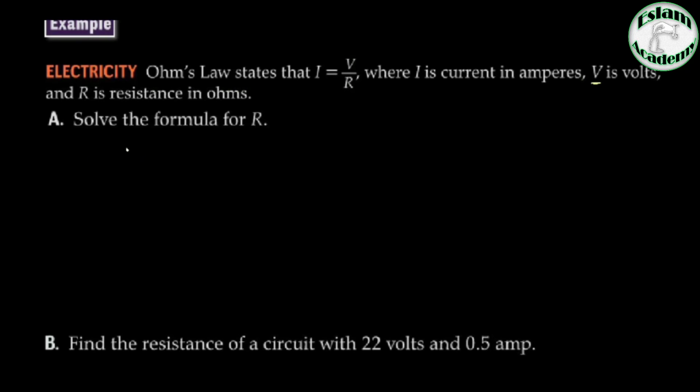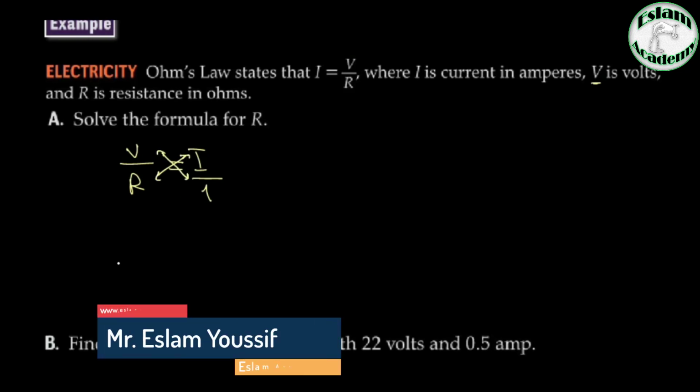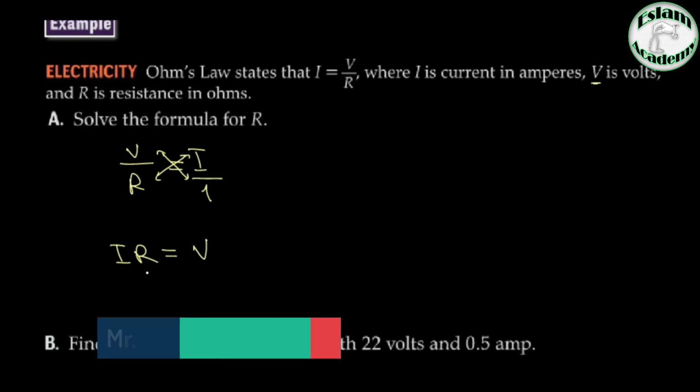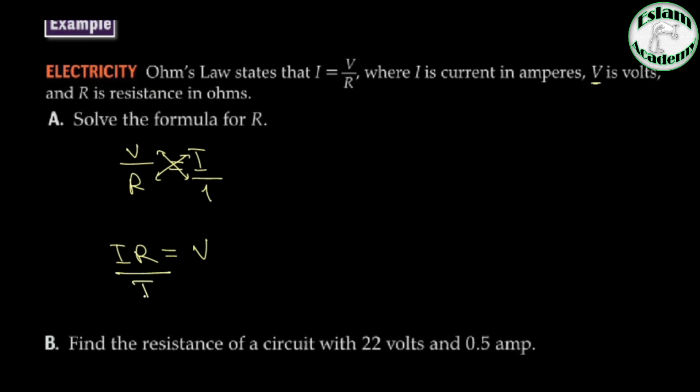To solve the formula for R, we will start from V over R is equal to I. As you know, we can write I over 1 because R is written in the denominator. So that will be R over 1. So we can say that the product of extremes equals the product of means. So it will be IR is equal to V times 1, which is V. But we need to solve for R. Dividing by I, we can say that R is equal to V over I.